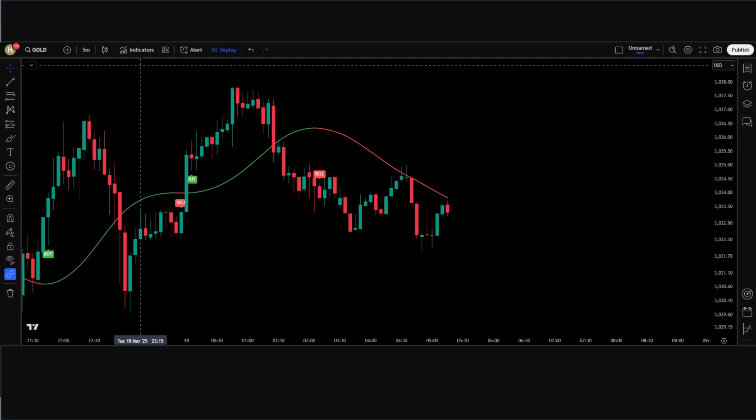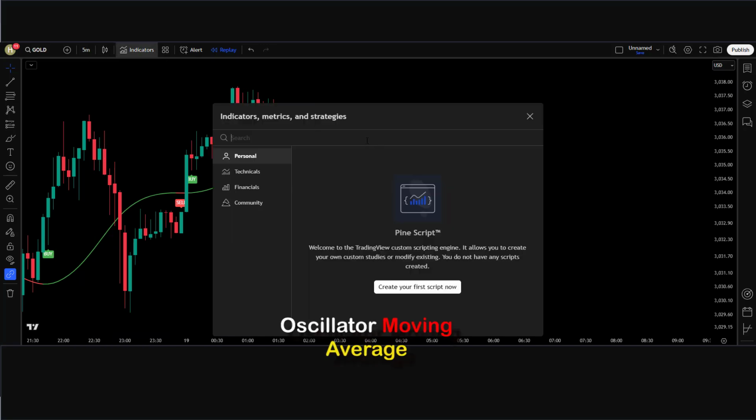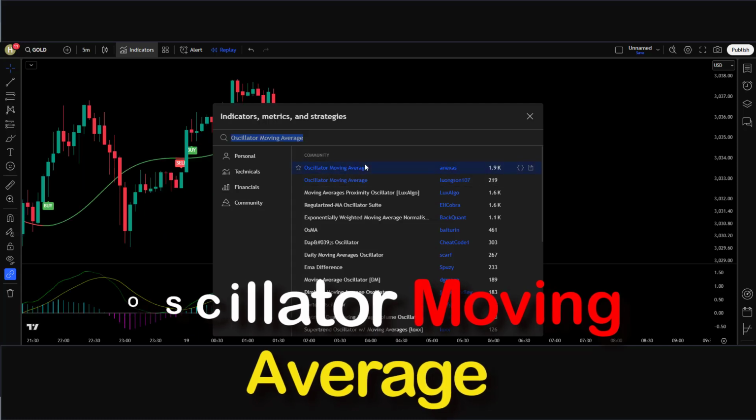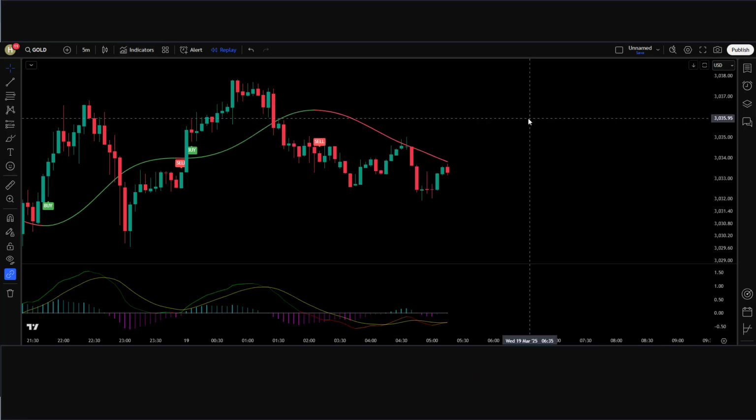After that we have to apply another indicator on the chart. The second indicator name is Oscillator Moving Average. Keep the indicator setting as I have shown here.